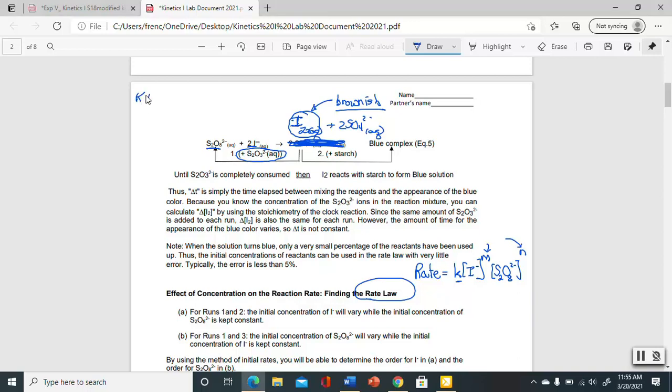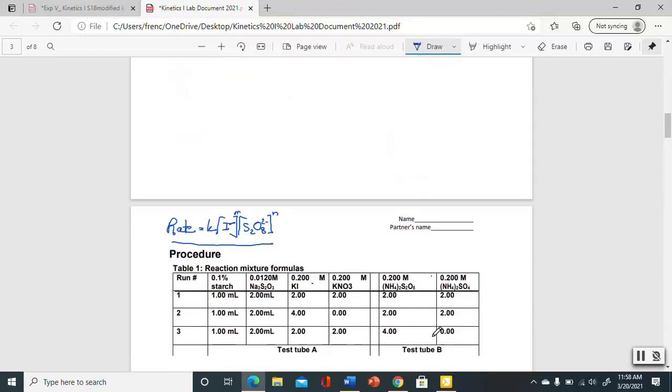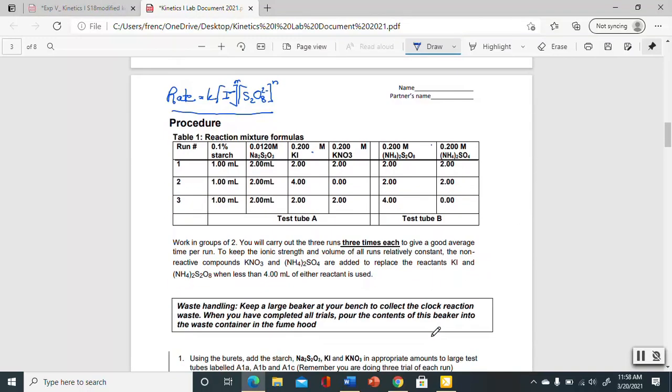We're going to process the data that you accumulated while doing Kinetics 1, determination of a rate law. So we're going to try to figure out that rate law, and here it is again. In order to figure out the rate law, we first have to figure out the concentrations of the ions that we're using. And then we'll talk about the rest of it.